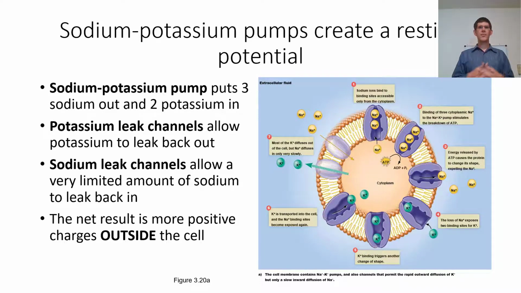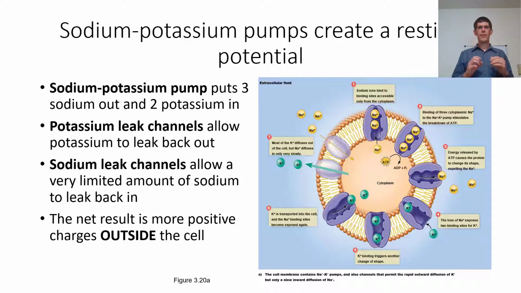The sodium-potassium pump is going to put 3 sodium ions out. Each one of those ions has a positive charge. And it's going to allow 2 potassium ions in. Each one of those ions has a positive charge. This is a net export of 1 positive charge per movement of the sodium-potassium pump, which costs 1 ATP.